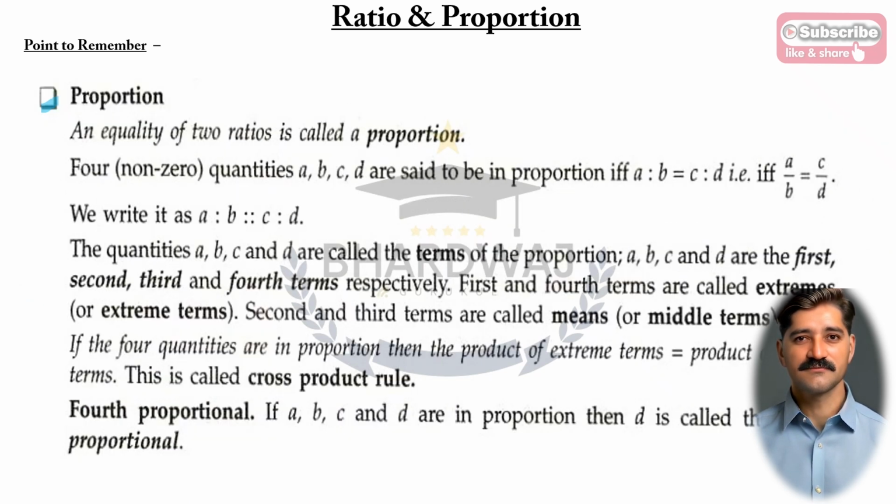Proportion. An equality of two ratios is called a proportion. Four non-zero quantities A, B, C, D are said to be in proportion if A is to B equals C is to D, that is if A upon B equals C upon D. If the four quantities are in proportion, then the product of extreme terms equals the product of middle terms. This is called the cross-product rule. Fourth proportional. If A, B, C and D are in proportion, then D is called the fourth proportional.